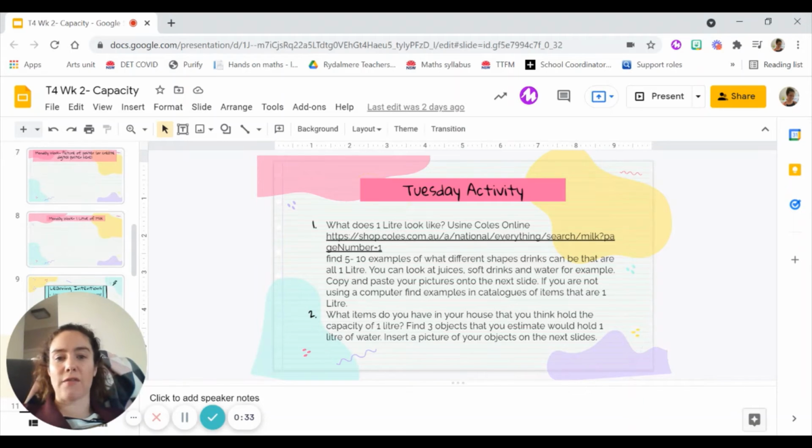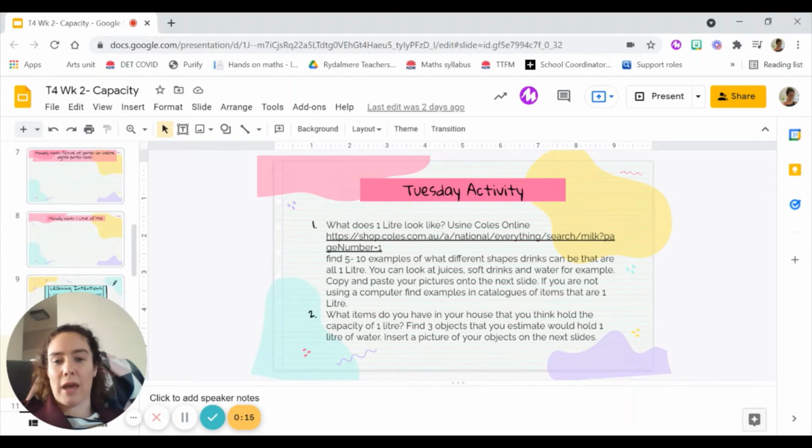Using Coles online, find 5 to 10 examples of what different shaped drinks can be that are all 1 litre. So today we're not just looking at milks. You can look at juices, soft drinks, waters, anything that has a 1 litre capacity of a liquid, and we're looking at the different sizes of them.